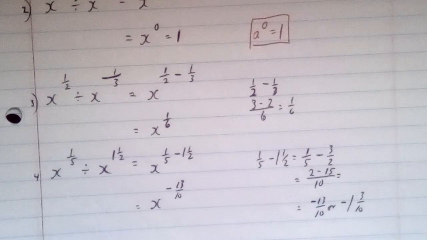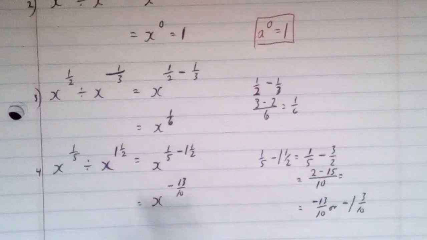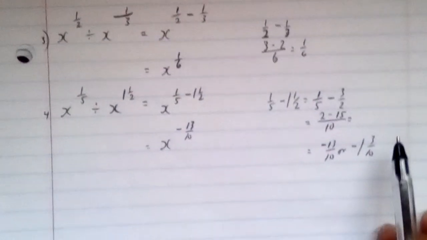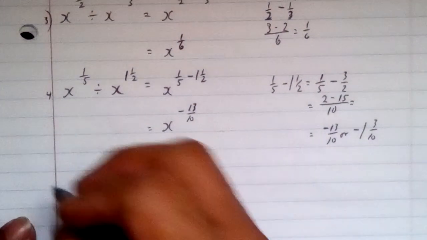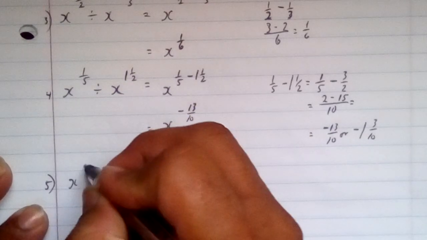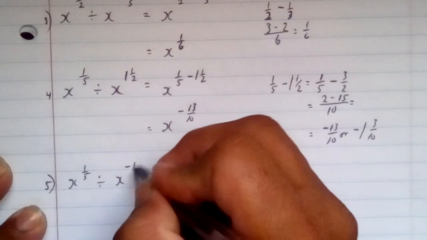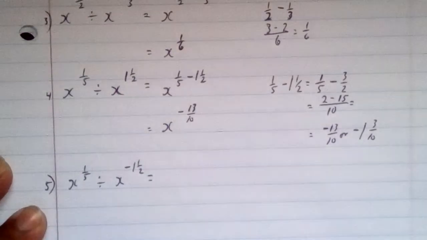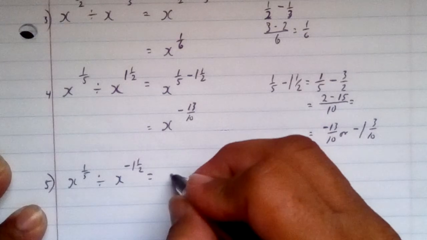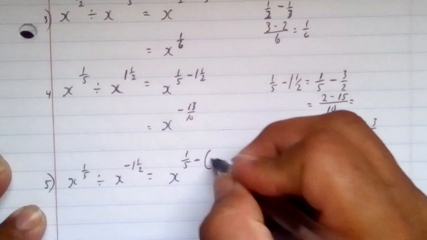Now that was when we had it as a positive power. What happens when this is a negative power? Let's do that same problem, but instead of having a positive power here, we will make it a negative power, x to the negative 1.5. The rule doesn't change again. You keep the base and you subtract their powers.